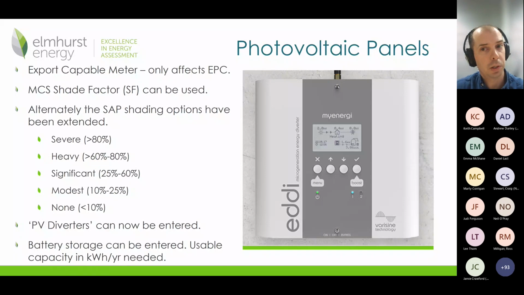The 2 new types of technologies can now be accounted for. So PV diverters. So this is where you have a system where there's excess electricity generated used to heat an immersion heater, and therefore provide low carbon hot water. That can now be accounted for. And of course, as I've said already, if you have a battery store, you can account for that as well. And they're very useful, particularly in Scotland, because that excess electricity, which would otherwise be sent off to the grid, won't be rewarded. So using those technologies does give quite a big boost to your compliance results.